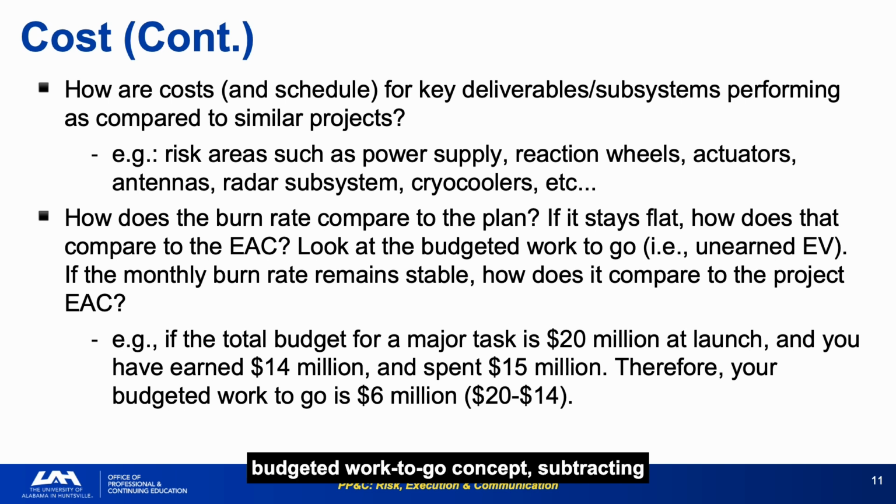The budgeted work-to-go concept, subtracting earned value from BAC to find remaining work, combined with actual monthly burn rate, gives a rough EAC that is often more accurate than the contractor's submitted estimate. Calculate the monthly burn rate implied by the EAC and compare it to the contractor's submitted EAC. When they diverge significantly, one of them is wrong.